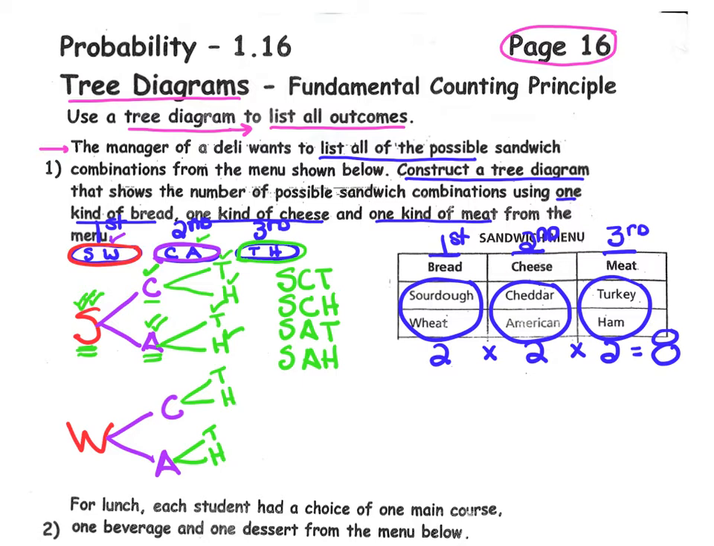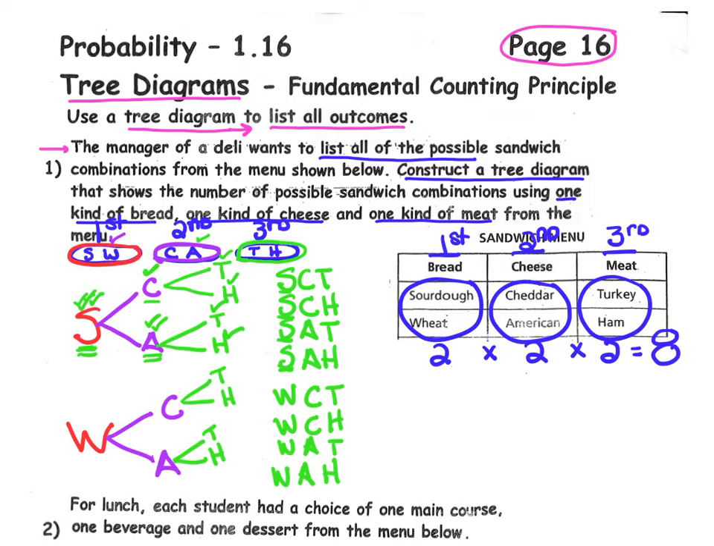Now, on your own, create the list of outcomes for wheat bread sandwiches. The list will look almost identical to the sourdough list, except instead of beginning with an S, it's going to begin with a W. Take a moment, pause the video, and create your own list. Your list should look something like this.